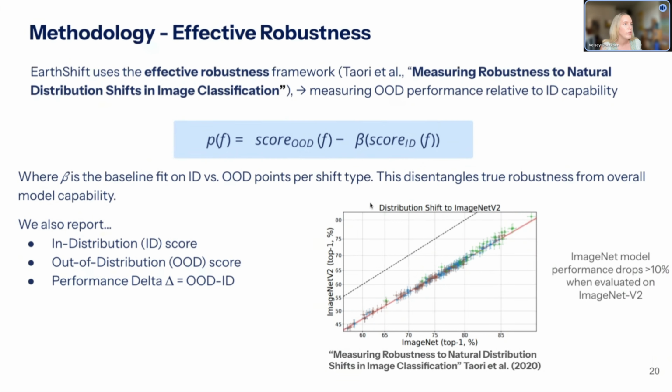So we have this equation here, rho F, where we have the out-of-distribution score minus the in-distribution score that's multiplied by the parameter beta, where beta is the baseline fit on the ID versus OOD points. I think it'll become a little bit more clear once you see the graphs themselves as well. So the idea is that we want to disentangle true robustness from overall model capability, but we also report just absolute in-distribution scores and out-of-distribution scores and an overall performance delta in terms of absolute performance drop.